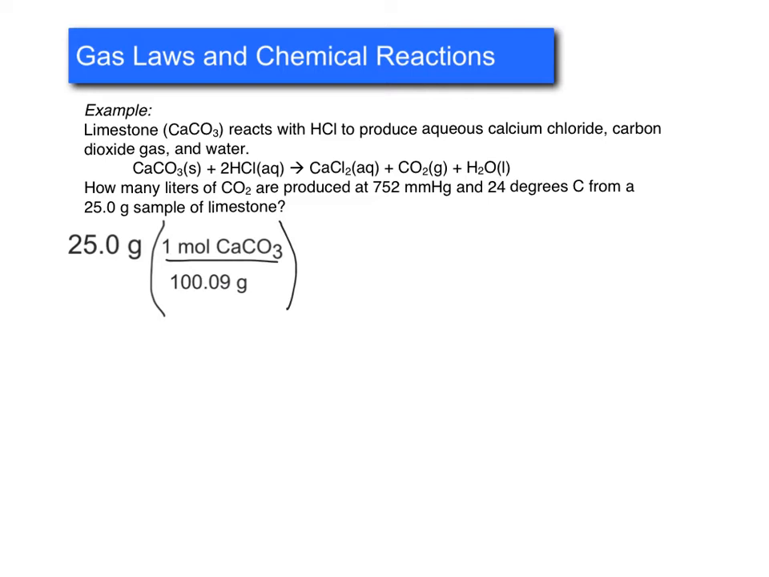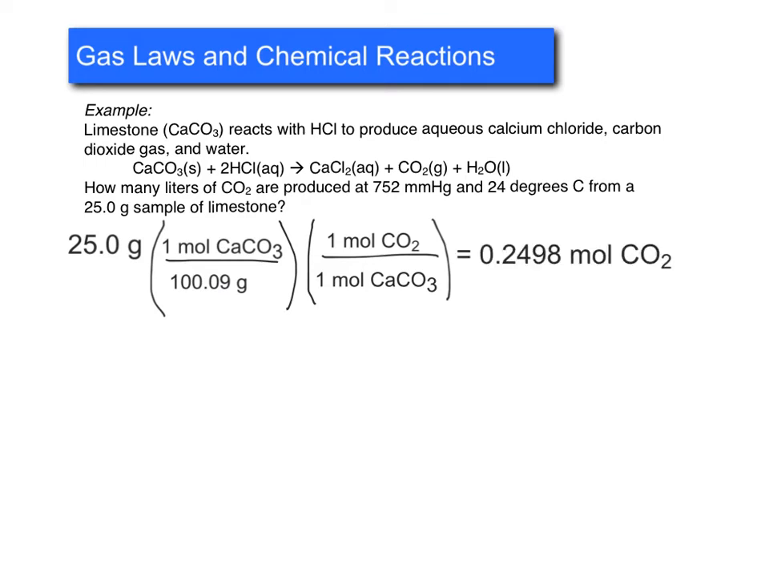Then in our balanced equation, we can see that for every 1 mole of this we use, we make 1 mole of CO2. So our next parenthesis is just going to be a 1-to-1 ratio. If we multiply all of that out, we get 0.2498 moles of CO2. All of this, up till this point, is review from things we've done in the past. Now the trickier part is combining this with what we just learned with the ideal gas law.